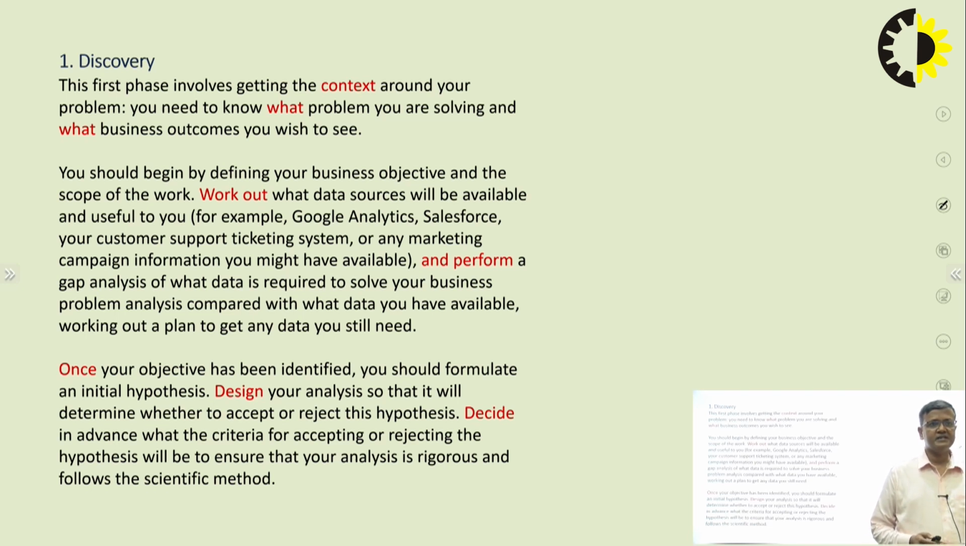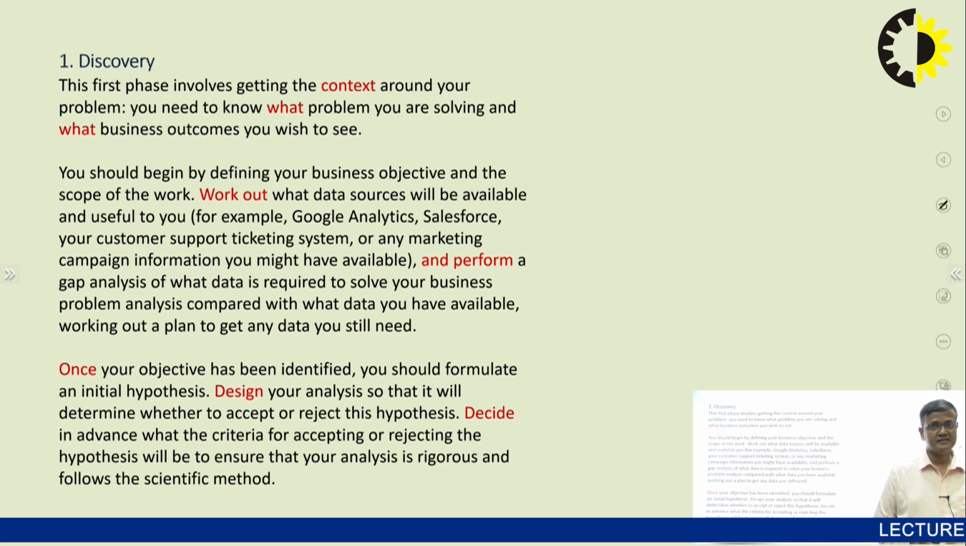Once your business objective has been identified, you should formulate an initial hypothesis. So what is a hypothesis? It denotes the output of the learning. Your output can be of different types, different classes, and your output of different classes is denoted as your hypothesis. So you should formalize an initial hypothesis, what kind of output you would like to achieve.